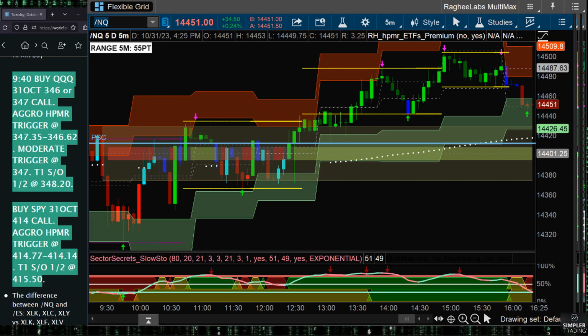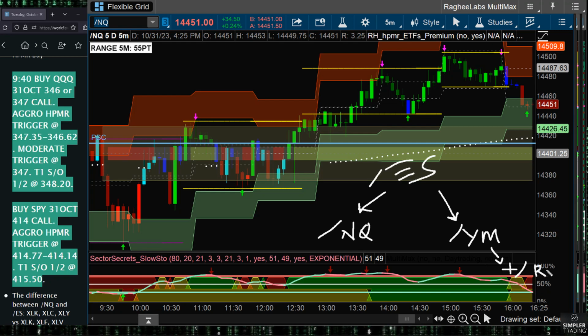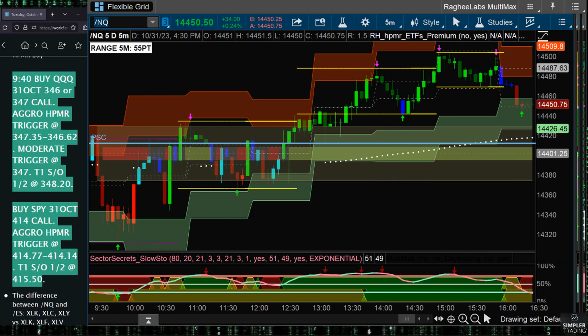So really simple. I like to trade the ES when there's clarity in either or both, right? The NQ or the YM. And this is going to be SPY, QQQ, DIA. By the way, I like to trade the YM when it and the RTY are tracking together, right? So there's a lot of these kind of connective things we can look at.